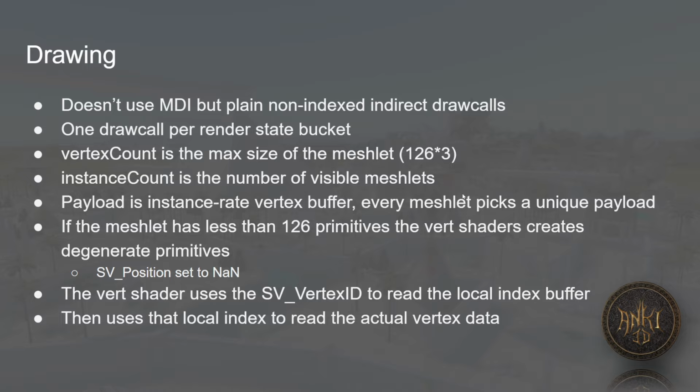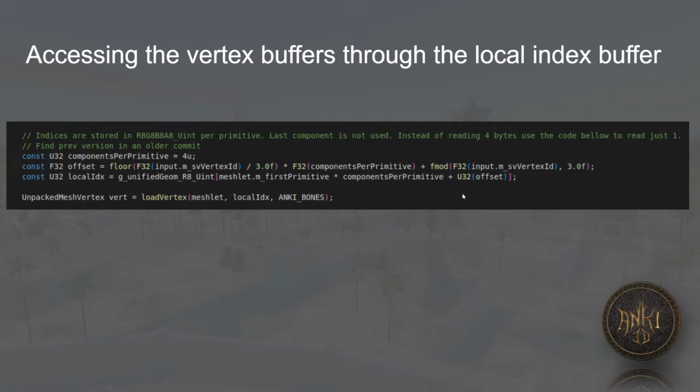So each meshlet picks one. If the meshlet has less than 126 primitives, the vertex shader creates degenerate primitives by setting the SV position to NaN. And the vertex shader is using the SV vertex ID to read the 8-bit local index buffer and index inside the meshlet vertex buffers. And this is a code snippet on how we access the local index buffer to load the vertex.